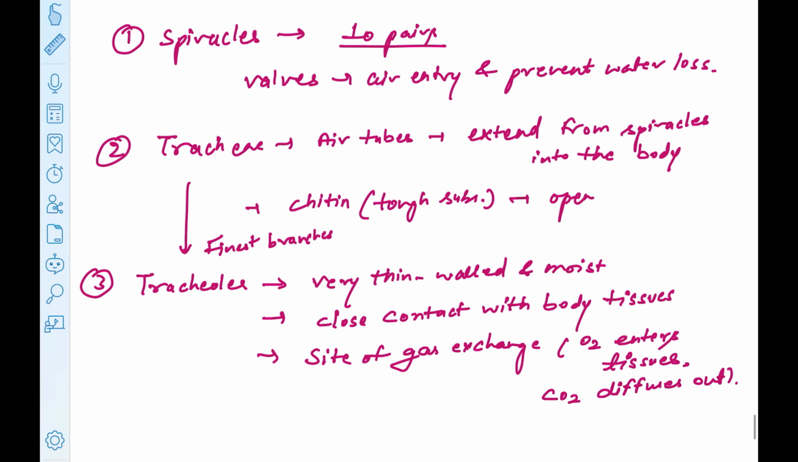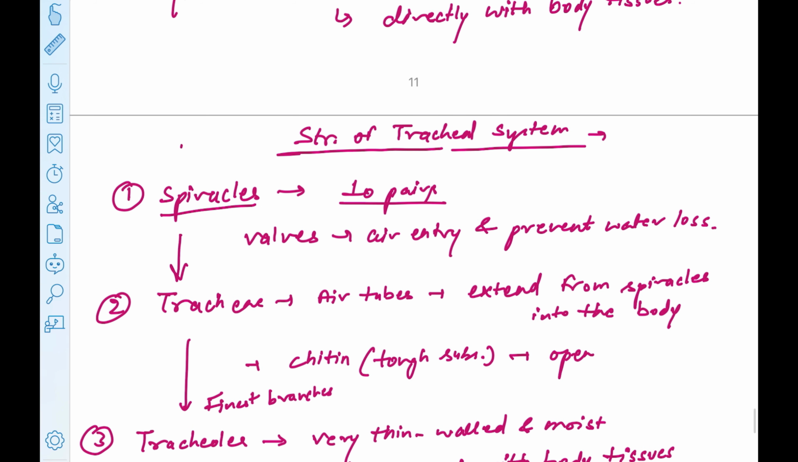Oxygen enters through spiracles, then it is transferred to tracheae and then to tracheoles, and it is absorbed directly by tissues. And how is carbon dioxide removed? From tissues to tracheoles to tracheae to spiracles, and then from spiracles carbon dioxide is expelled out.